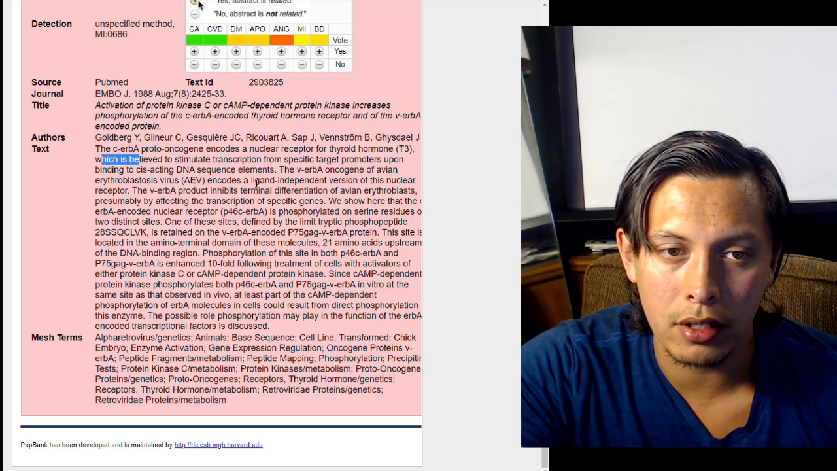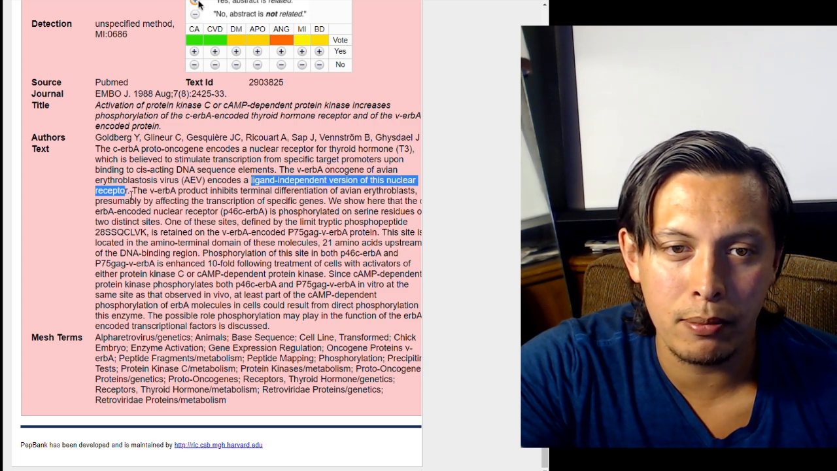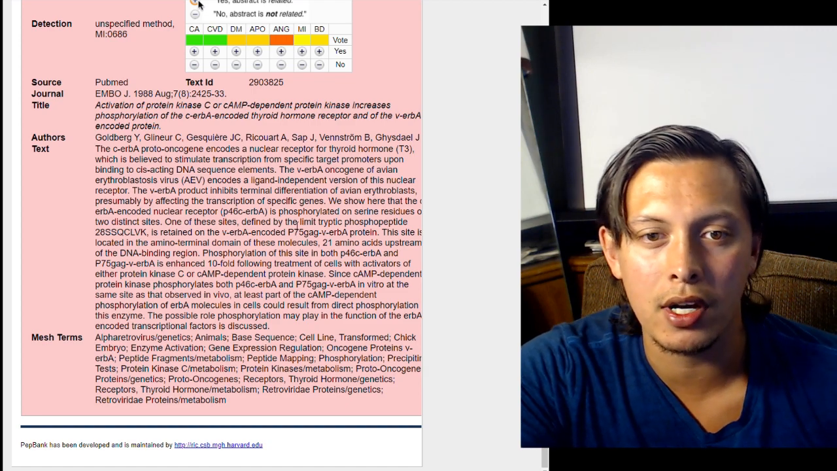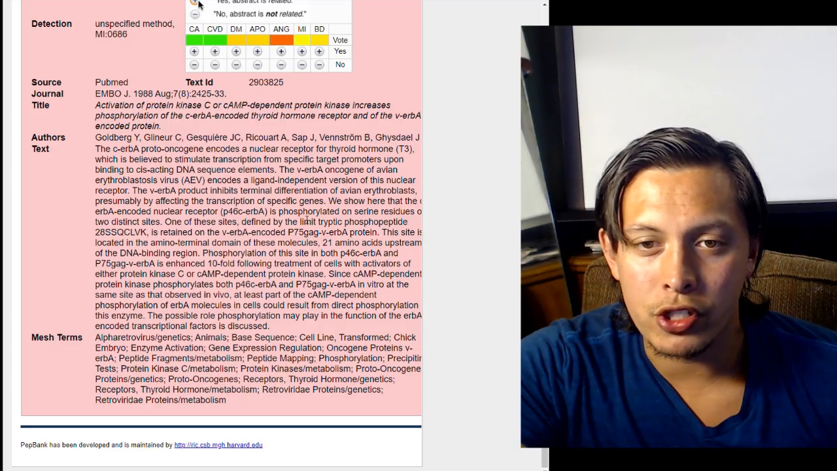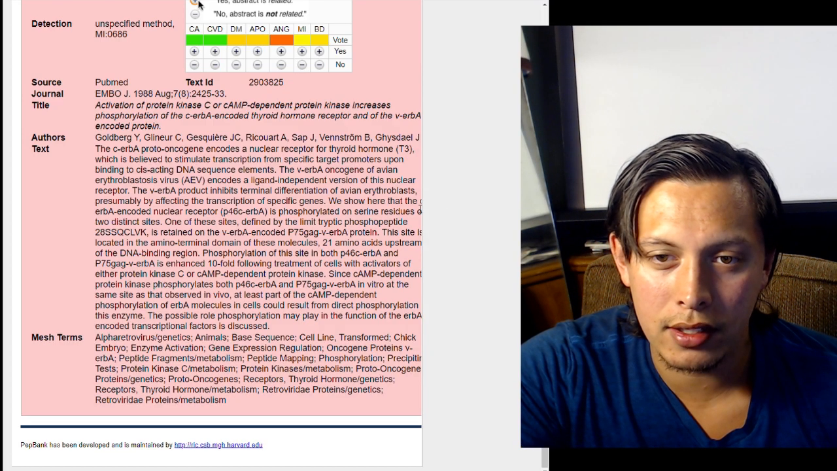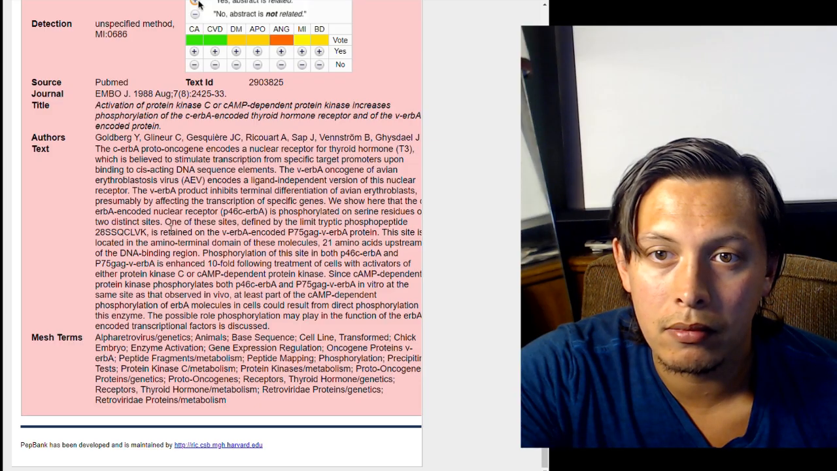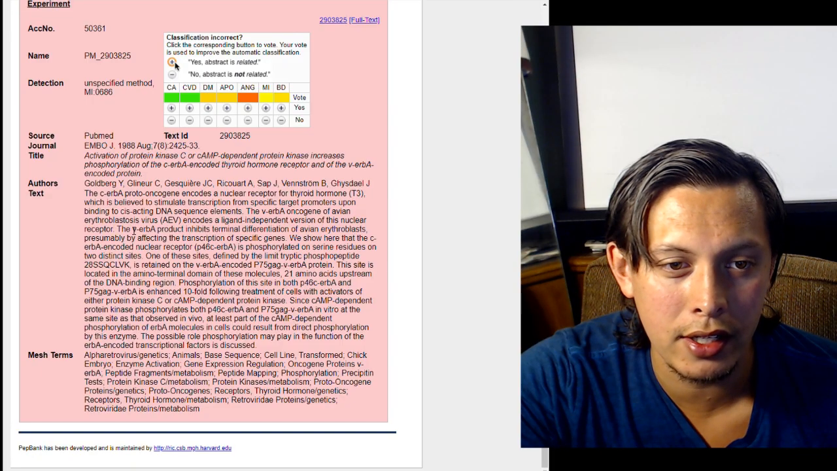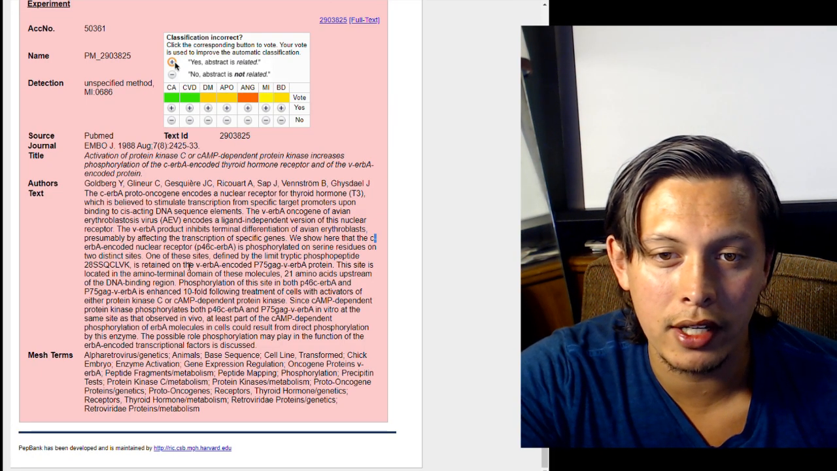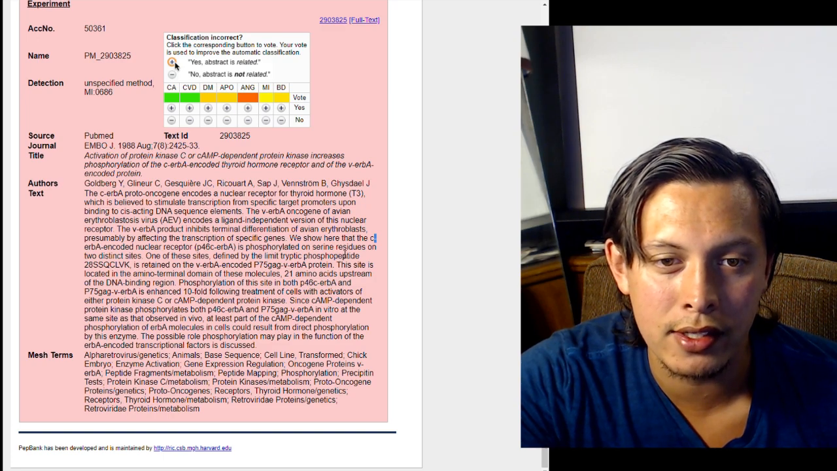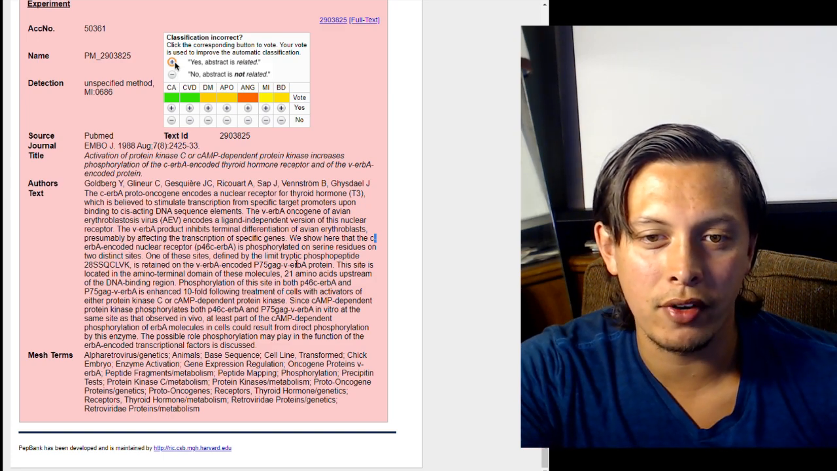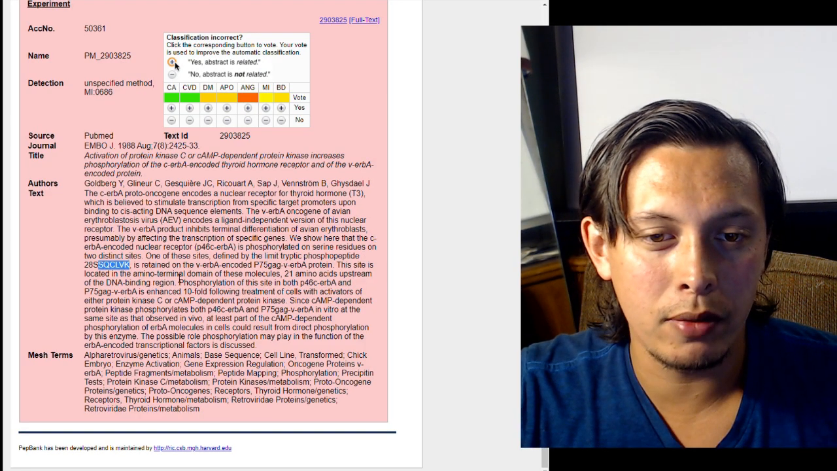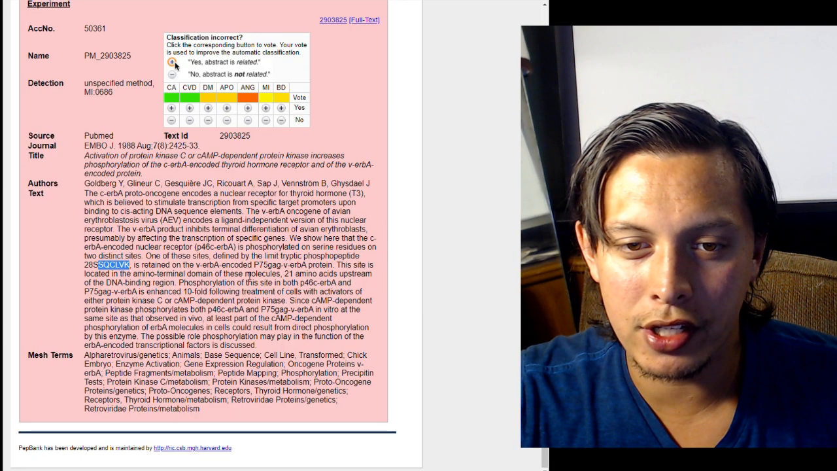Oh, okay. The v-erbA product inhibits terminal differentiation of avian erythroblasts, presumably by affecting the transcription of specific genes. We show here that the two distinct sites. Can't see the whole thing. Okay. We show here that the c-erbA encoded nuclear receptor is phosphorylated on serine residues of two distinct sites. One of these sites, defined by the limit tryptic phosphopeptide, is retained on the v-erbA encoded p75 gag-v-erbA.